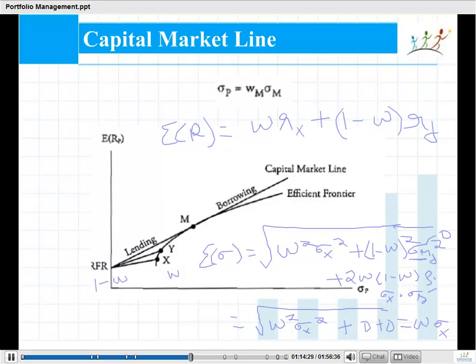From this, can you compute W? What will W be? W will be expected sigma upon sigma x. Use this value of W from this equation and substitute it in equation 1.